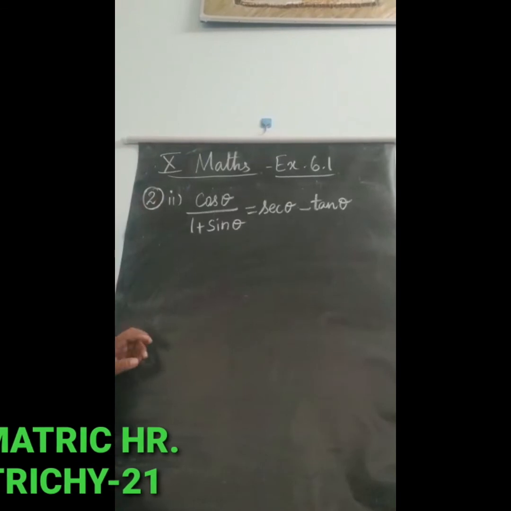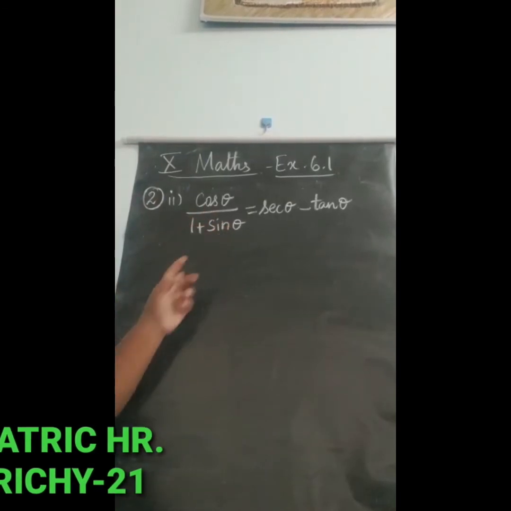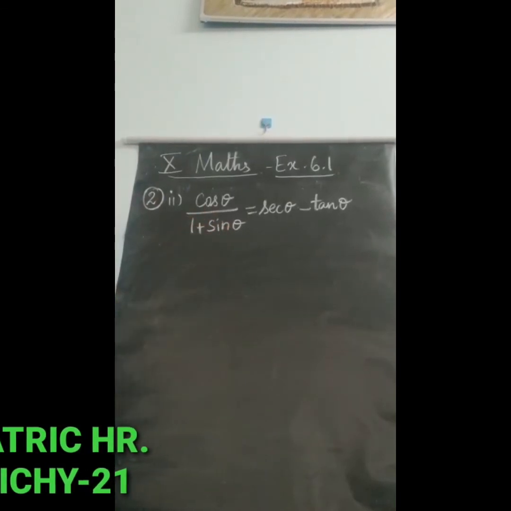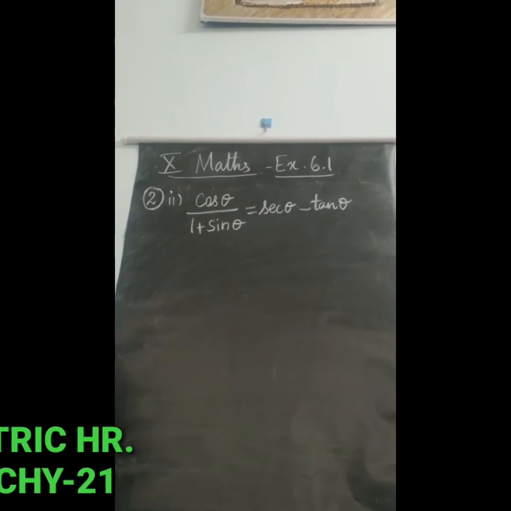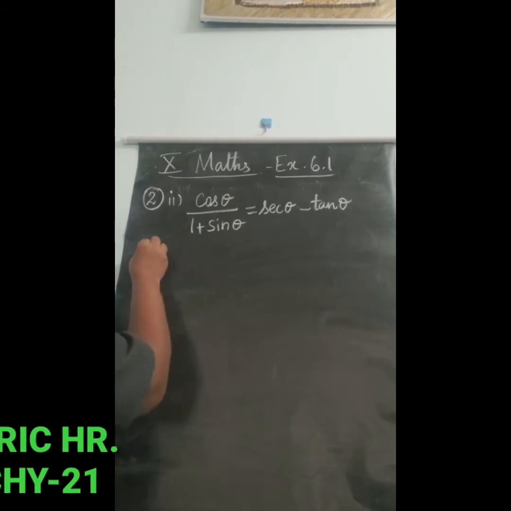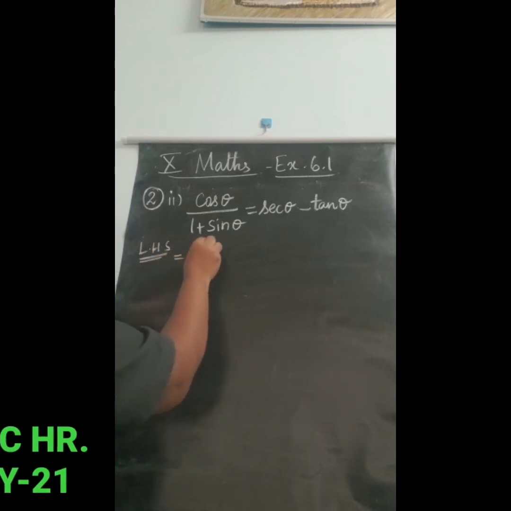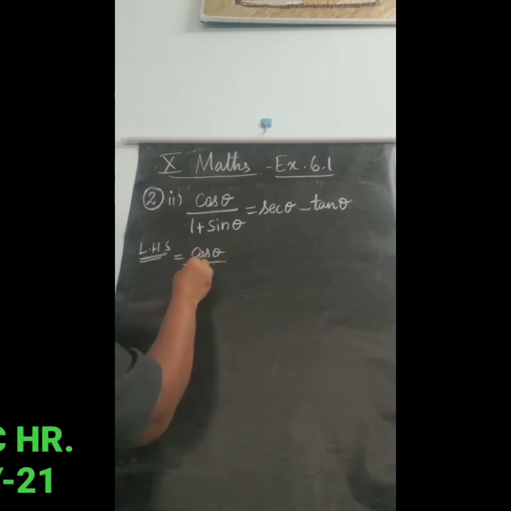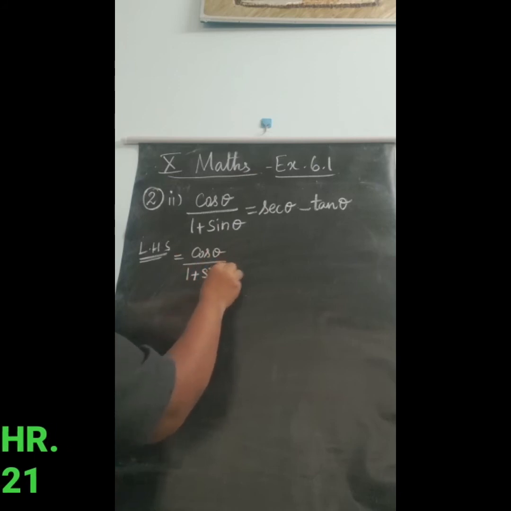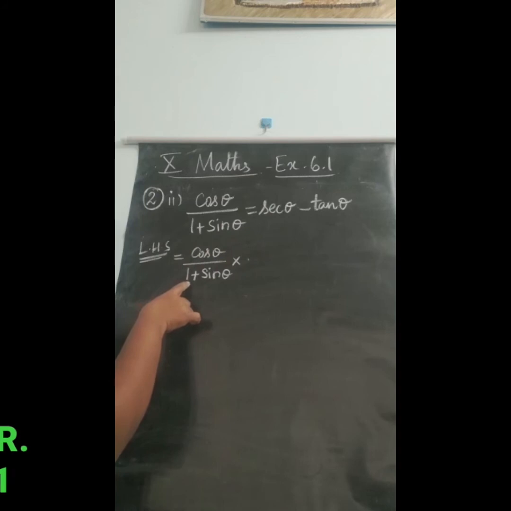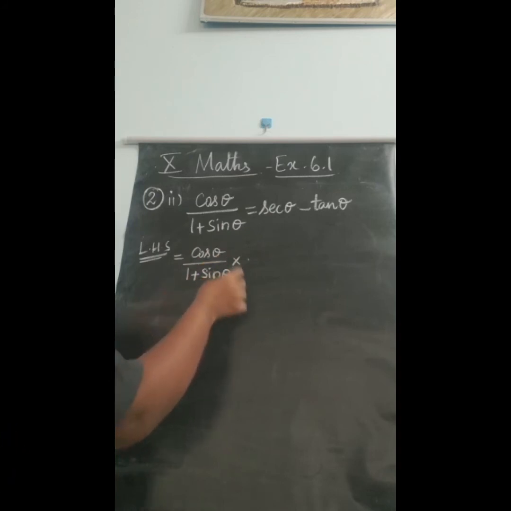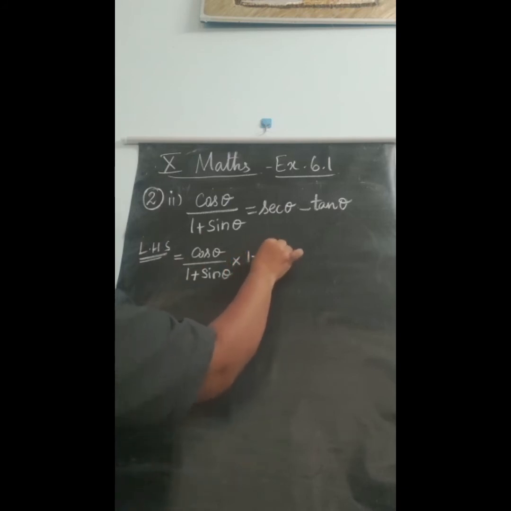The next question. Cos theta divided by 1 plus sin theta is equal to secant theta minus tan theta. Let us take the LHS. What is in LHS? That is cos theta divided by 1 plus sin theta. So, rationalize the denominator, that is you have to find out the conjugate of this: 1 plus sin theta means conjugate is 1 minus sin theta. So, multiply and divide by the conjugate.